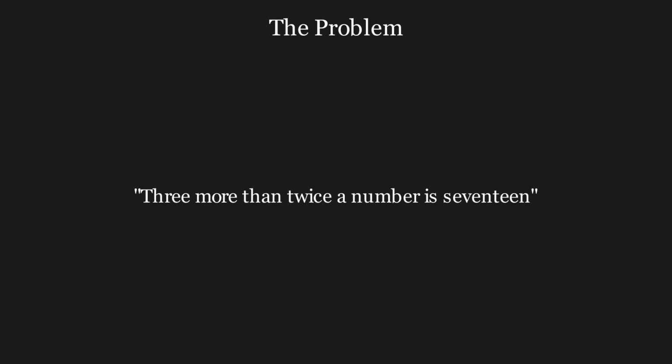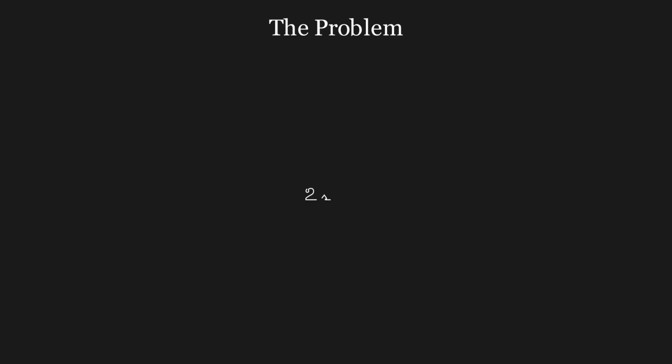Let's try an actual problem. 3 more than twice a number is 17. What is the number? As an equation, that's 2 times x plus 3 equals 17. Say the answer choices are 5, 6, 7, 8, and 9, labeled A through E.